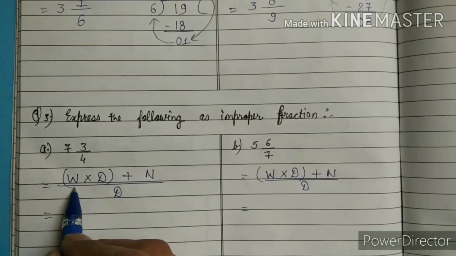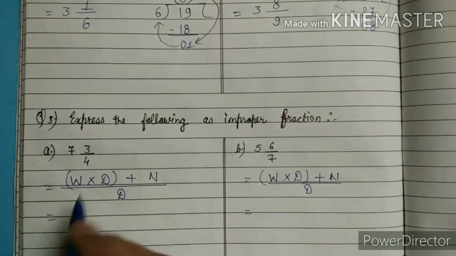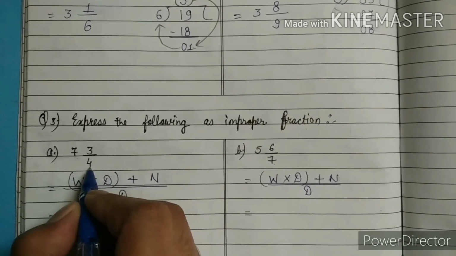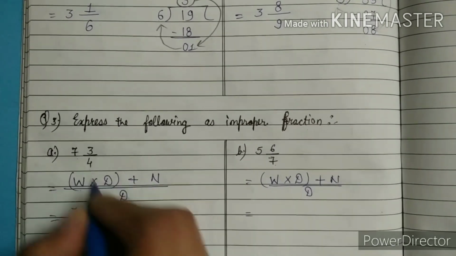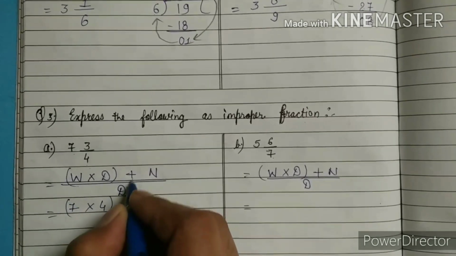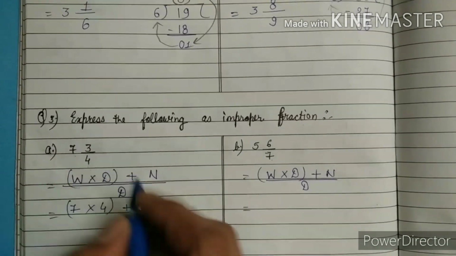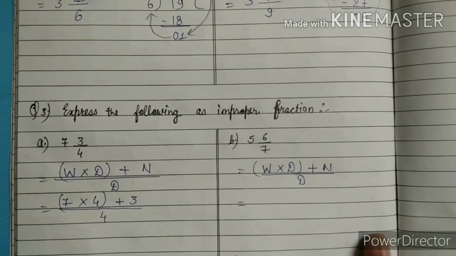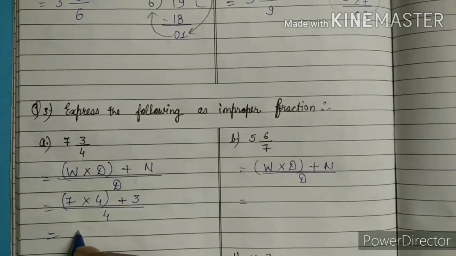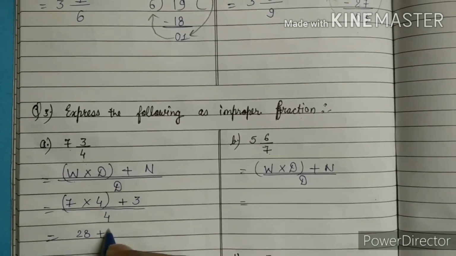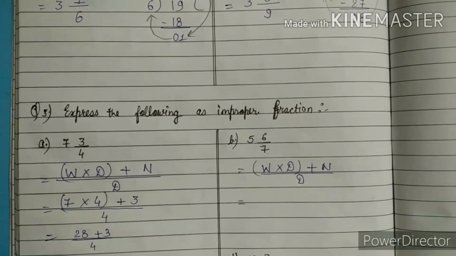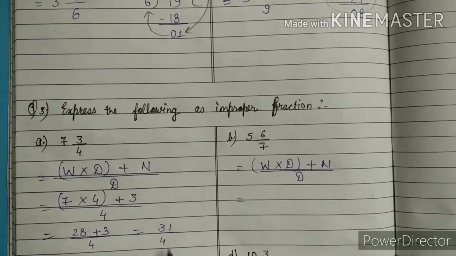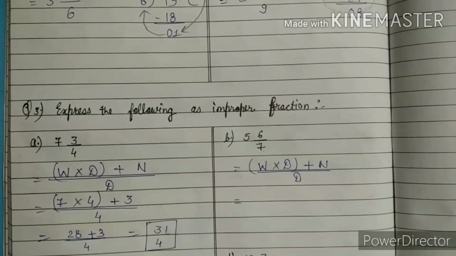So whole, here whole means the value which is not in the fraction, whole will multiply by denominator, and denominator is 4, plus numerator is 3, and denominator is same. Now 7 4s are 28 plus 3, again 4, and 28 plus 3 is 31 by 4. So this is our answer.